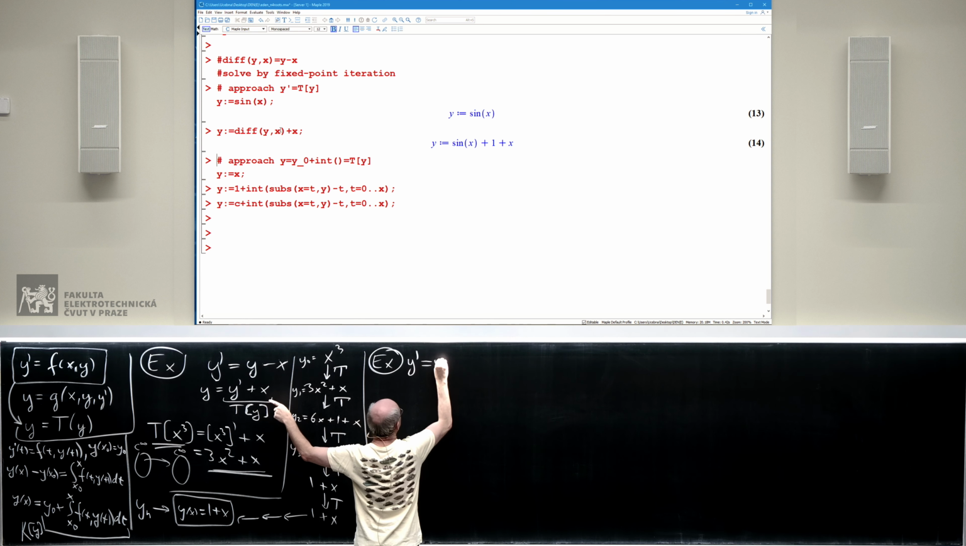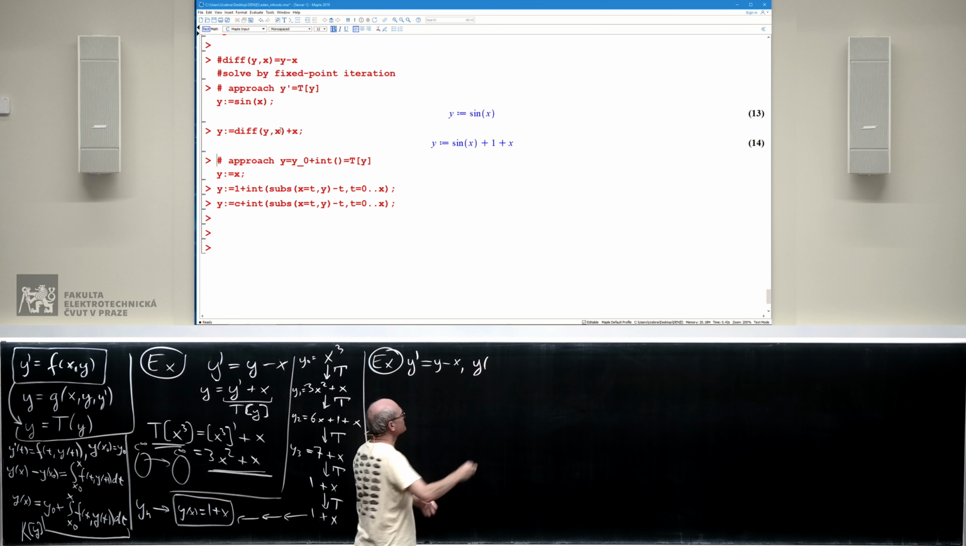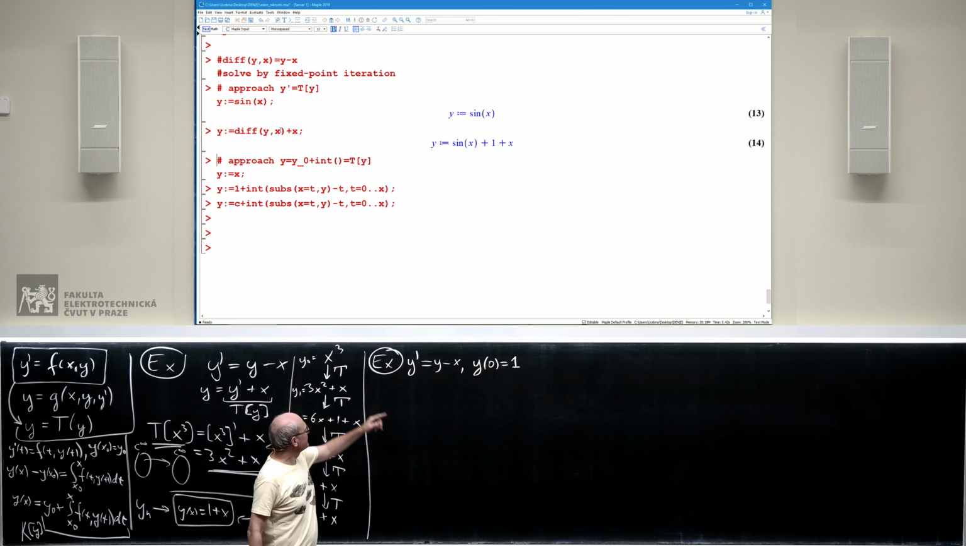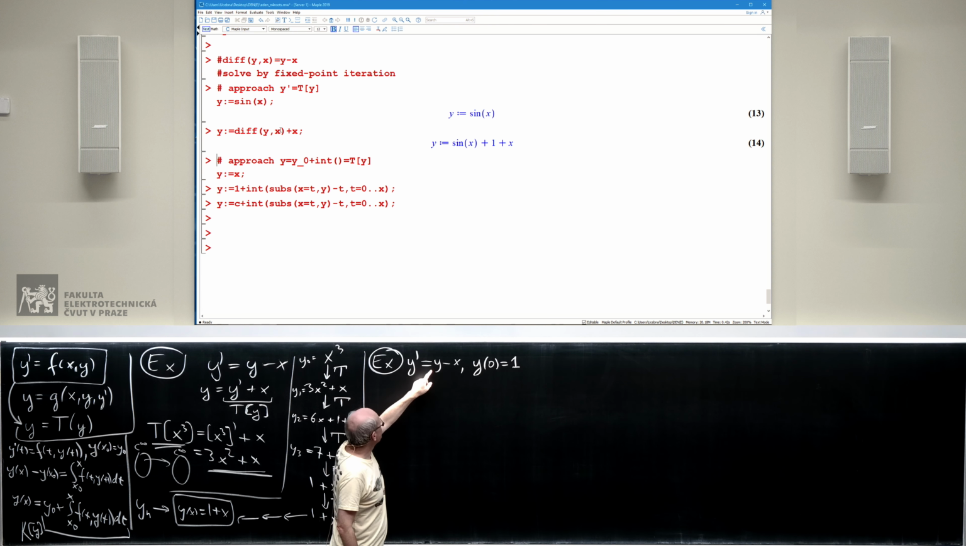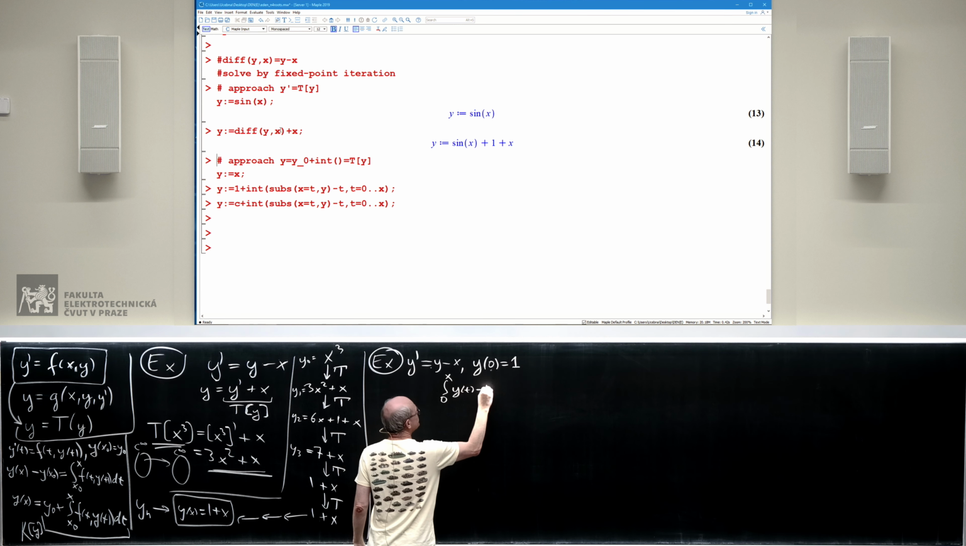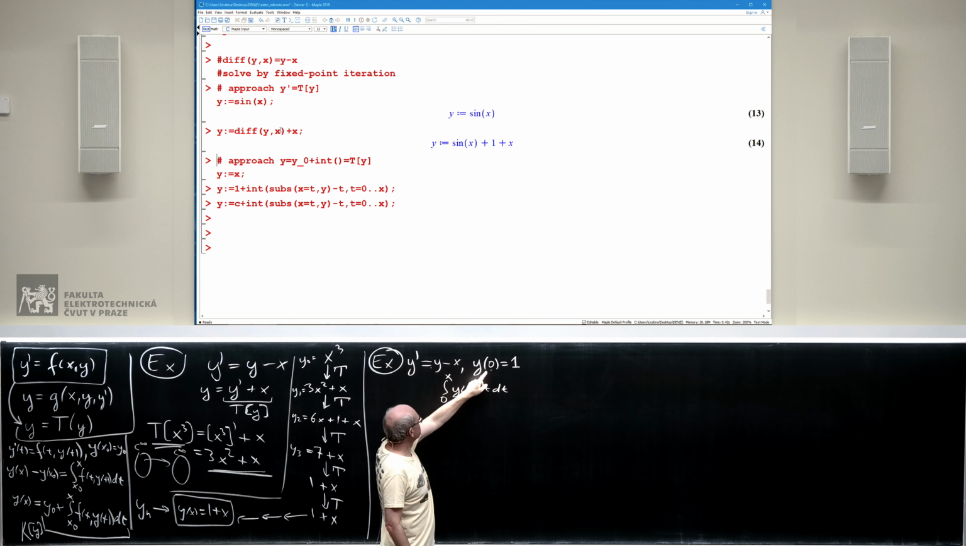Y prime is equal to y minus x. Okay, I like myself, so I start my initial condition at 0, and I'll make it 1. Now I imagine that the variable here is t, and I integrate. So I get the integral from 0 to x, yt minus t dt. And when I integrate on the left, I have to substitute here.